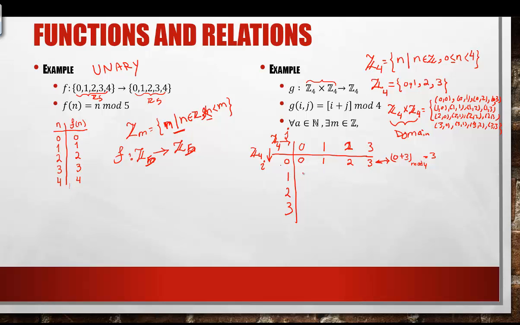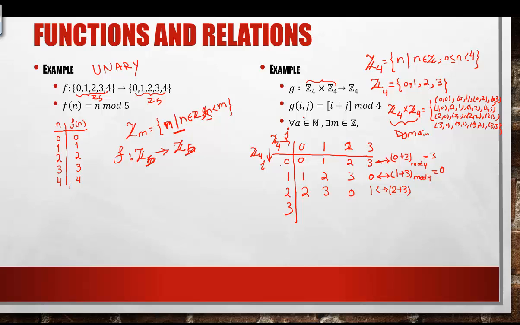Then 1, comma 0 is going to be 1, 1, comma 1 is going to be 1 plus 1 is 2, so that's going to be 2, 1 plus 2 is going to be 3, 1 plus 3 is going to be 4. 4 mod 4 is going to be 0. So this is basically 1 plus 3 mod 4, which is 0. Then 2, comma 0 is going to be 2 plus 0. That's 2. Mod 4 is 2. Then 3, 0, and 1, because this is going to be 2 plus 3.